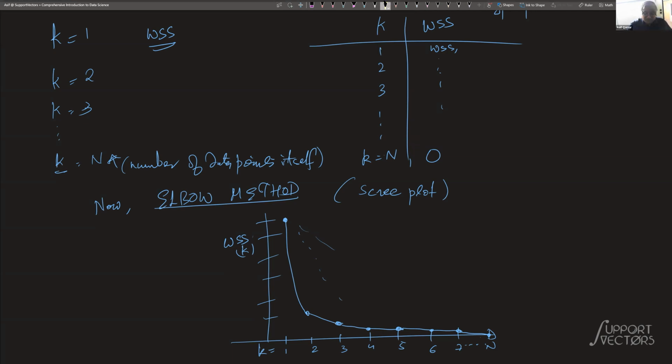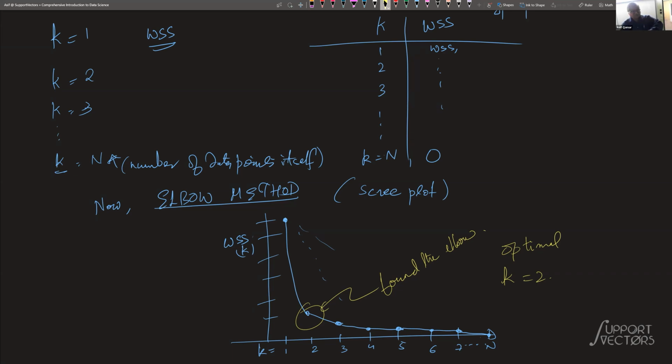So we found the elbow. What your scree plot, what your elbow method is telling you is that the optimal k is equal to 2. Are we together? This is your best k. And that's how you find the best value for the hyperparameter k.